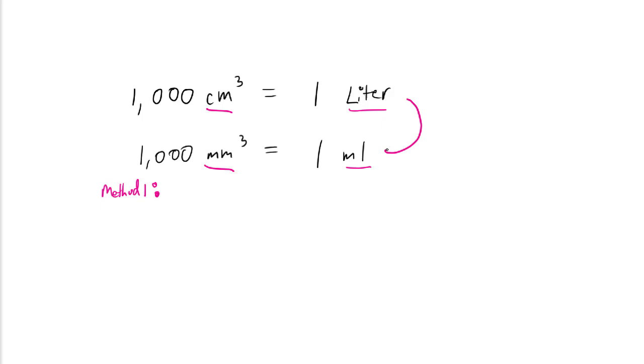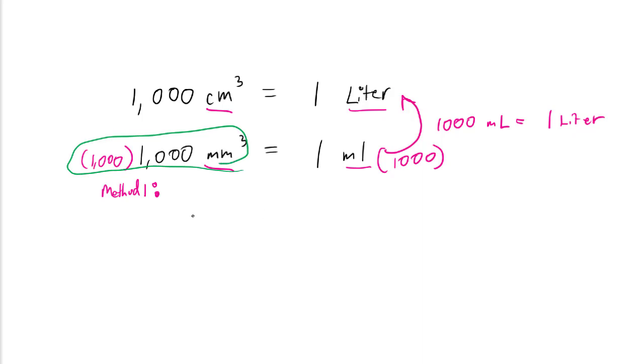I know there are 1,000 milliliters in 1 liter, according to the metric system. So that means to get 1 liter, I just need to multiply the bottom equation by 1,000, and I have to do that on both sides to maintain the equality. So what does that mean? That actually means the millimeters cubed figure becomes 1 million millimeters cubed. That equals 1,000 milliliters, or 1 liter.